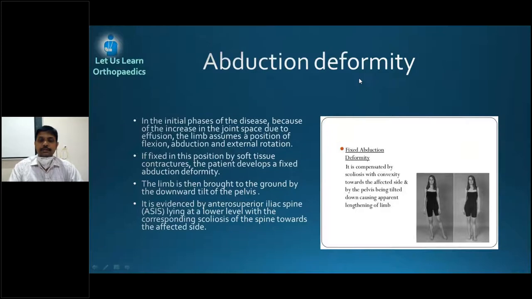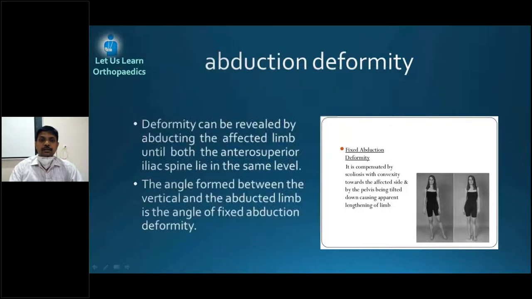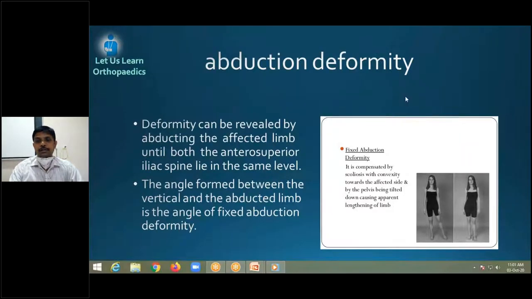So if you see here, the deformity can be relieved by abducting the affected hip until both the anterior superior iliac spines lie at the same level. The angle formed between the vertical and the abducted limb is the angle of fixed abduction deformity. So this is how the deformity will be formed.